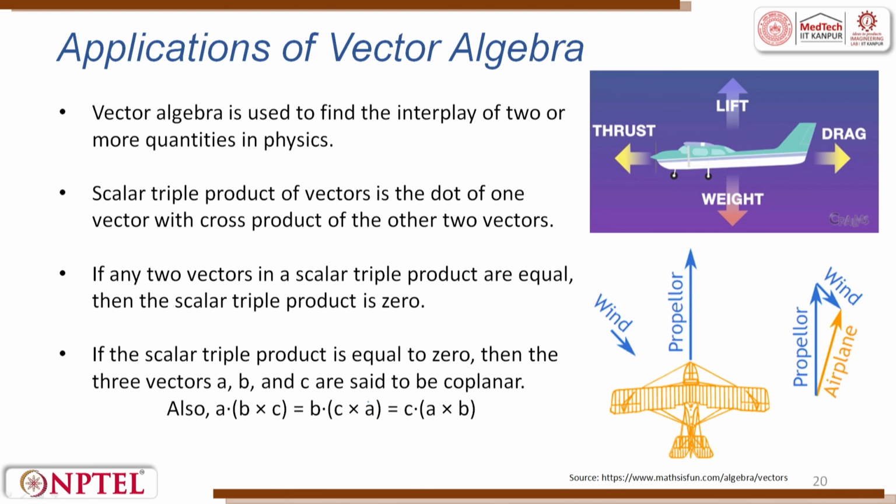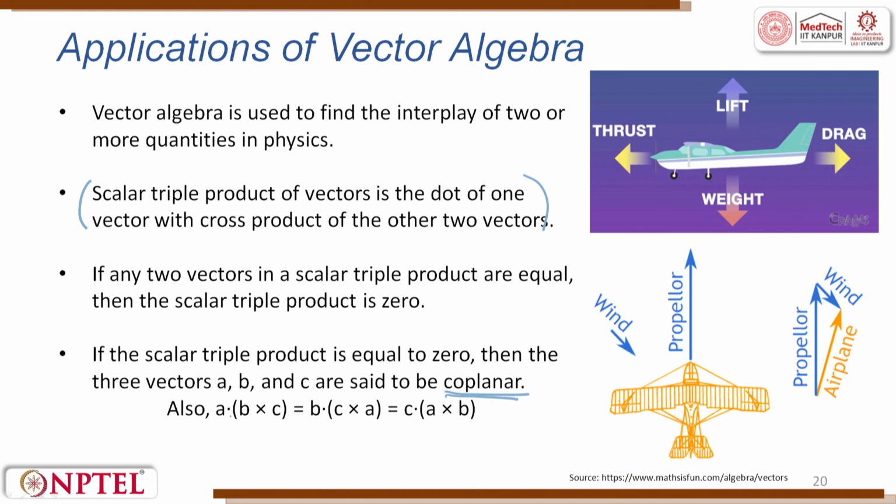Scalar triple product of vectors is the dot of one vector with the cross product of the other two vectors. This is very important. We will use it later, but please make a note of it. If any two vectors in a scalar triple product are equal, then the scalar triple product is 0. If the scalar triple product is equal to 0, then the three vectors A, B and C are said to be coplanar. They are going to exist in one plane.